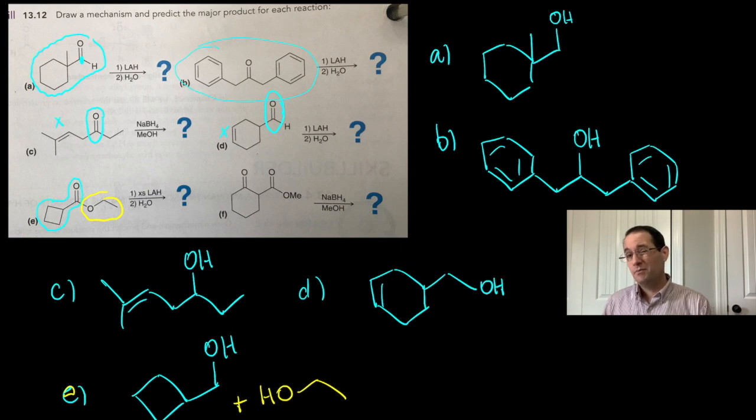In F, we need to be very careful. This is sodium borohydride we're using. Sodium borohydride is a mild reducing reagent and will only react with ketones and aldehydes, not esters. So it's going to react with this ketone that's right here, but it will not react with the ester on the right-hand side of the molecule.